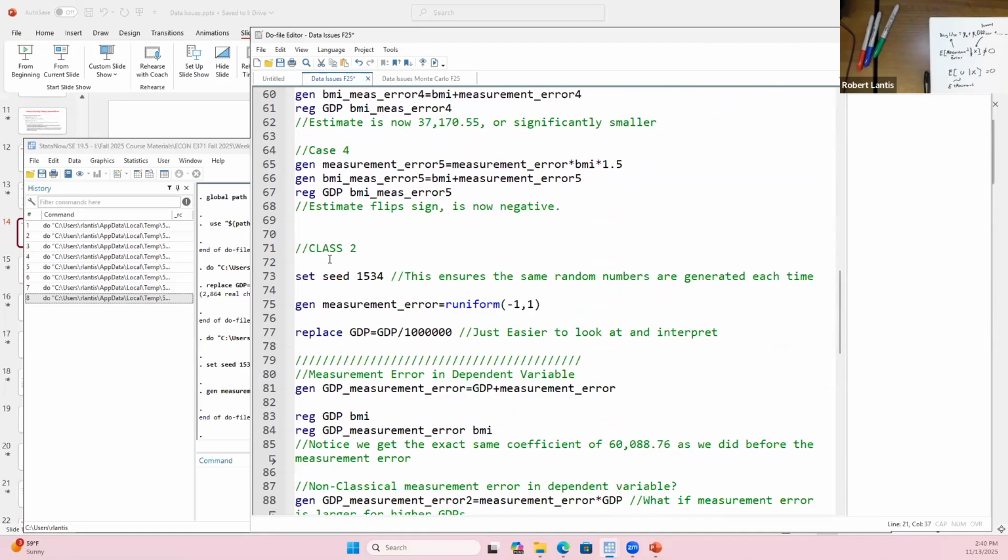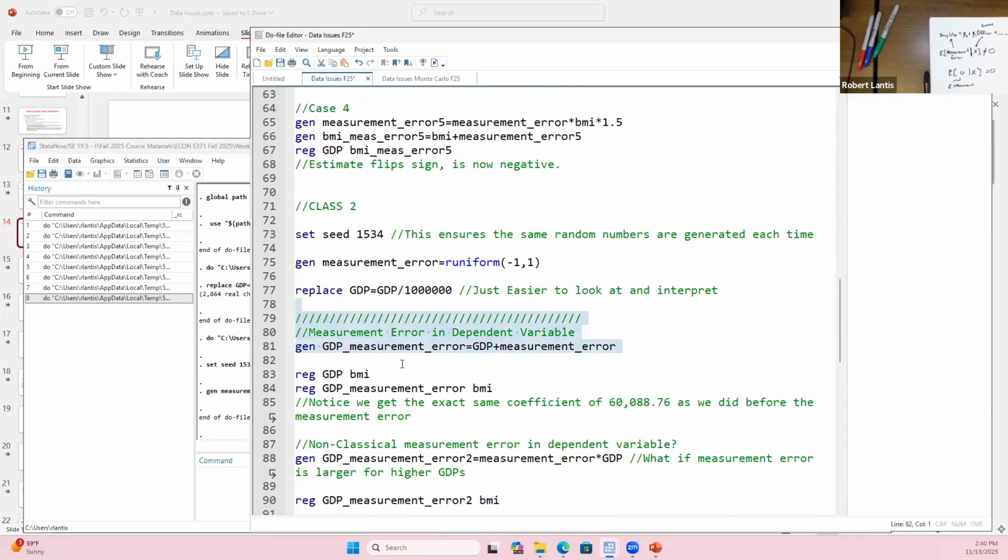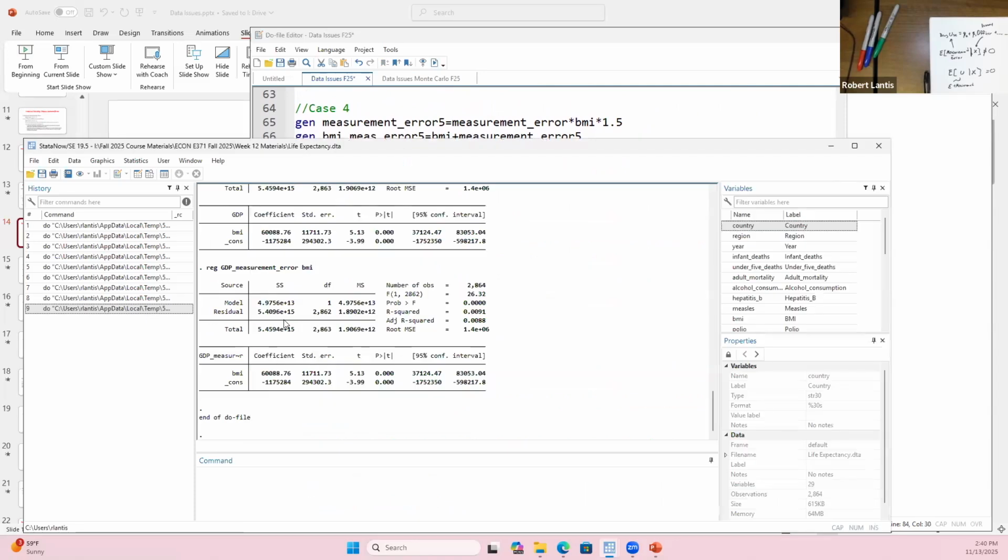That's what I copy and pasted here, so if you're going back to looking at it, you could start where we started in class 2. So now when I create this GDP measurement error variable and run these two regressions, what should I see? Sure enough, I get the exact same coefficient, right? So not only do I get the exact same coefficient, what's true about my statistical significance?